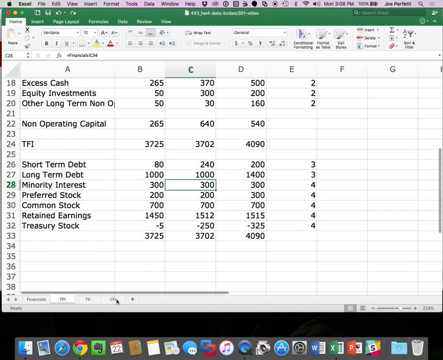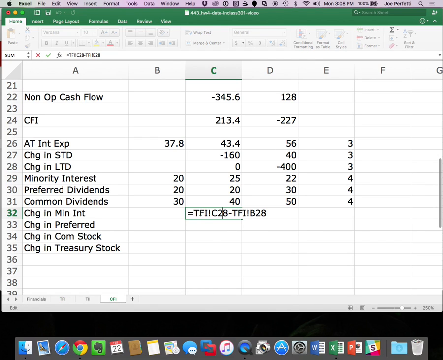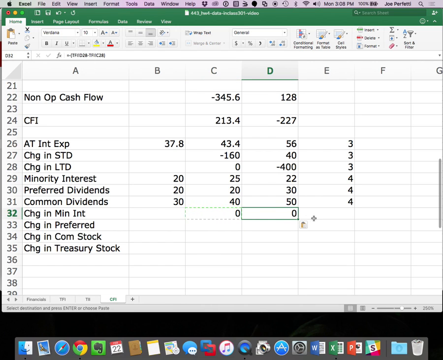Good news is it's zero, so you don't have to worry about it for your homework assignment. But here, I'll go ahead and set it up. Okay, so you copy, would flip it for minority interest, just like you would for long-term and short-term debt.